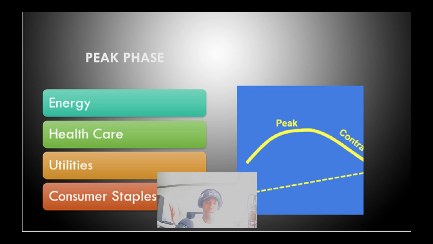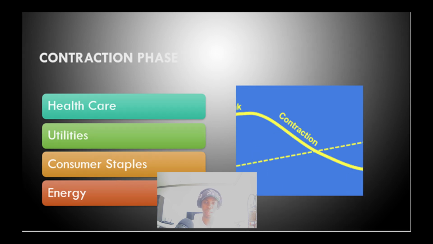Then you also have healthcare and consumer staples industries typically doing well, because consumer demand remains constant despite stock market performance and talks of a recession. These industries, which are also referred to as defensive, have a long history of delivering reliable performance during times of market weakness. And then the final stage, which is basically the contraction phase.